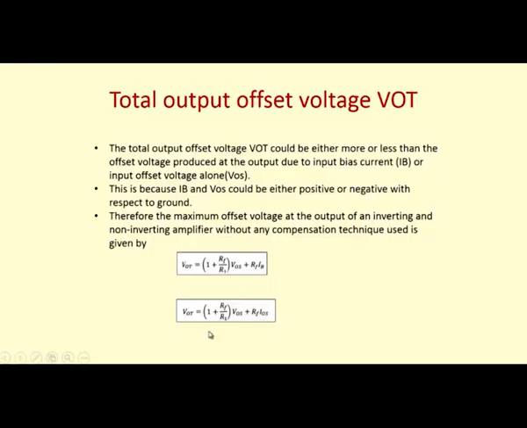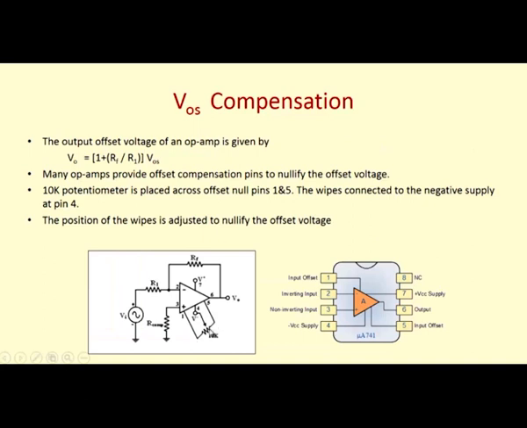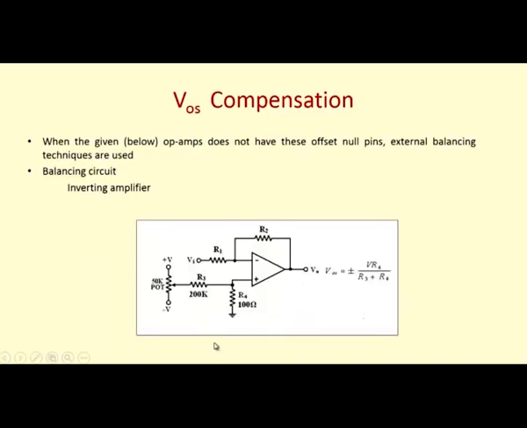Because of these two reasons, this VOT may be more or less than the offset voltage produced by the bias current. If the bias current is compensated, then VOT is given as (1 plus Rf by R1) VOS plus Rf IOS, that is, it is added with the input offset current. If the offset pins are not given, then we have to balance the circuit to make the output voltage 0 for input voltage 0.